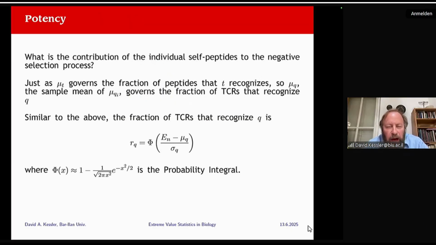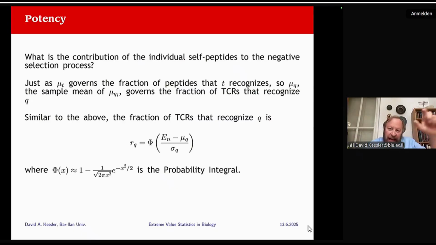All right. Now we can ask a second question, and it turns out that this second question is the crucial one: what is the contribution of an individual self-peptide to the negative selection process? I mean, we know that we're going to throw out a T cell if it interacts too strongly with any given peptide.